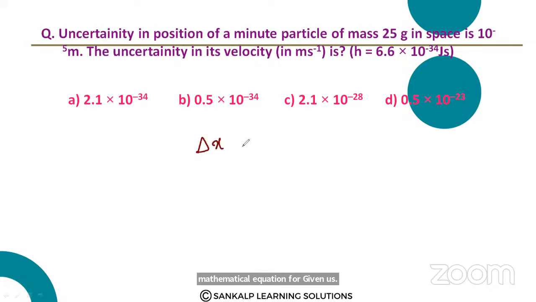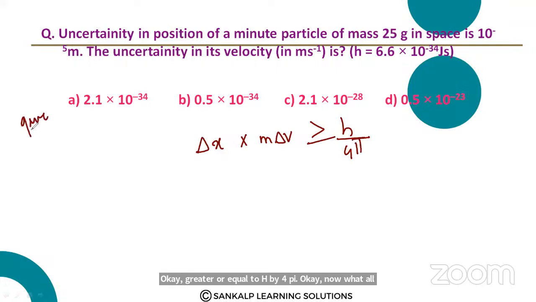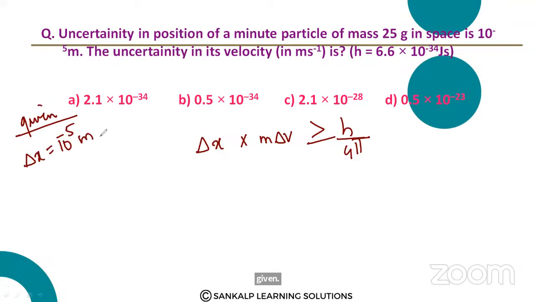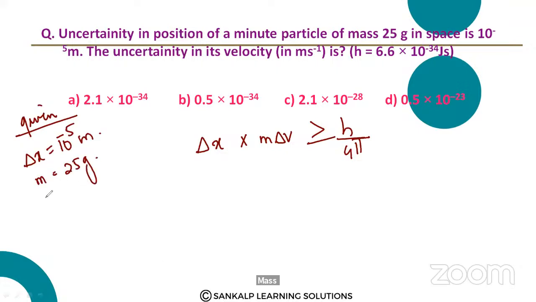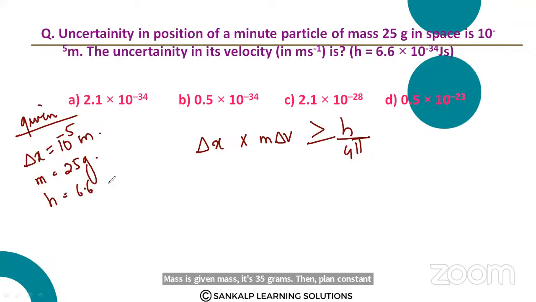delta x into m delta v greater than or equal to h by 4 pi. Now, what all is given, I'll write it down here. The uncertainty in position is given as 10 raised to minus 5 meter. Mass is given, mass is 25 grams. Then Planck constant is 6.6 into 10 raised to minus 34 joule second. What I have to find is delta v.